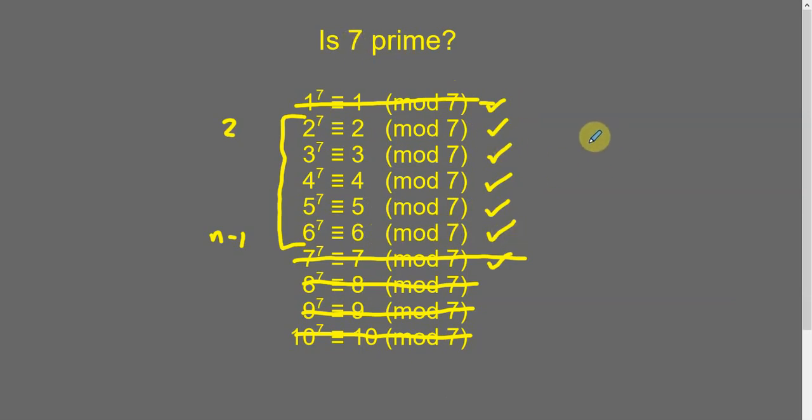All right, so what do we know? Well, we know that 7 is a prime, or it could be a composite Carmichael number.